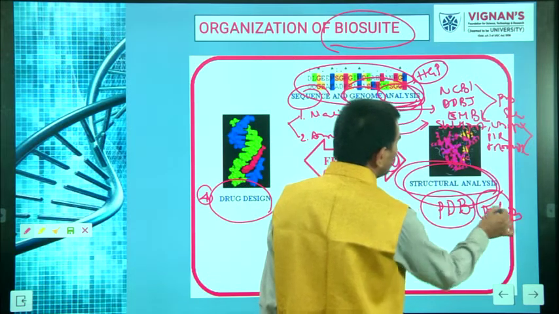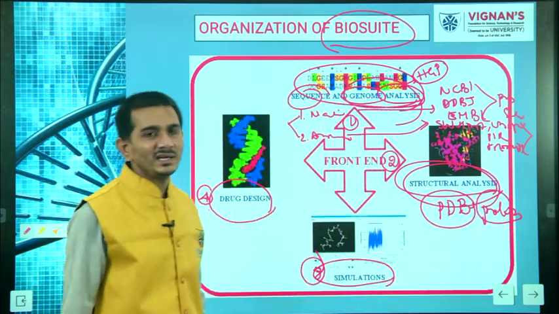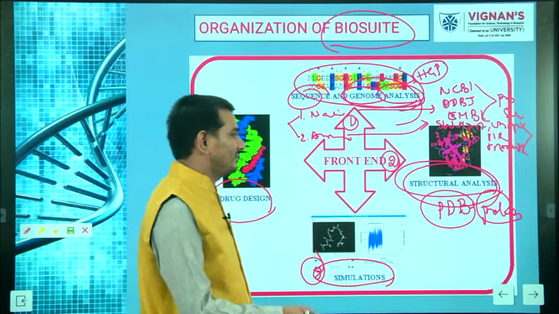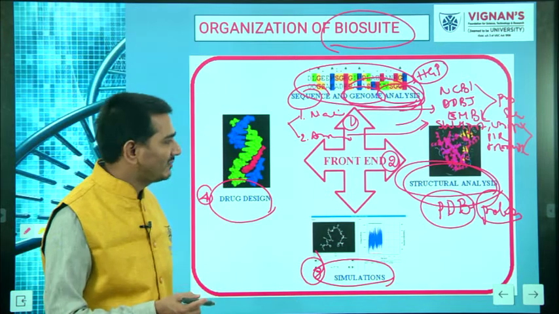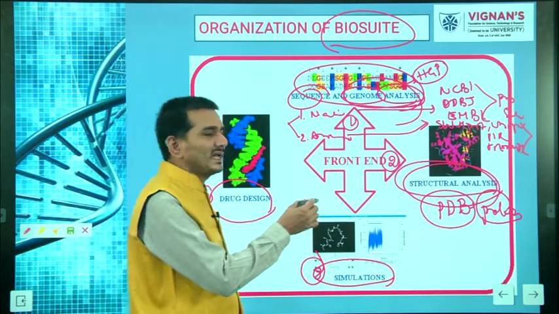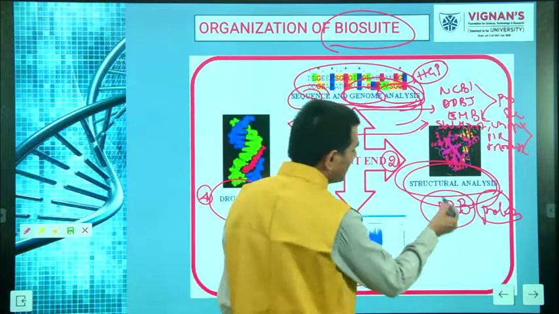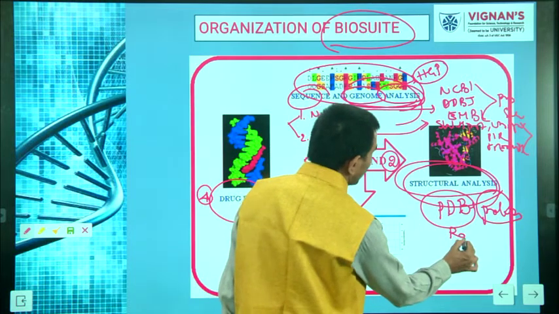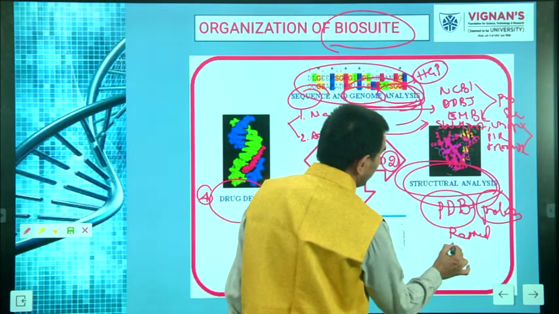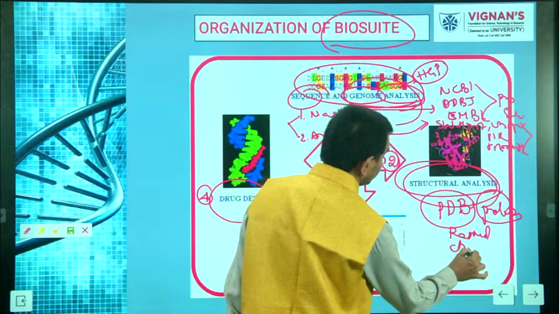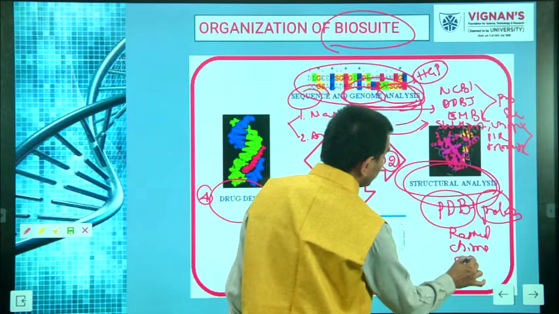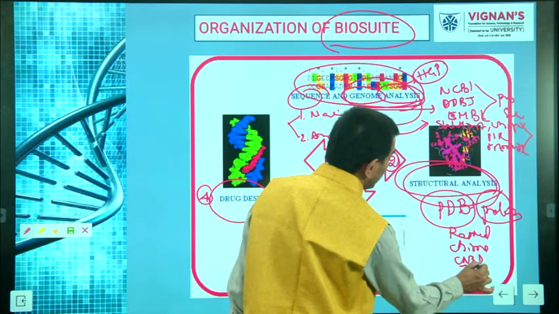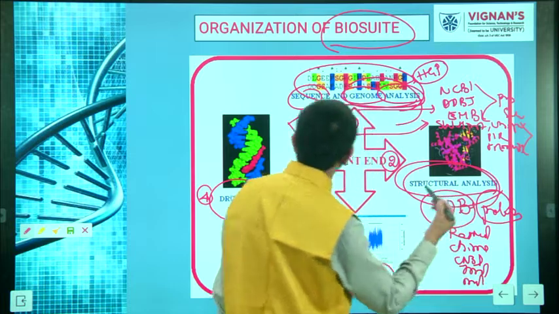And we do have tools here for visualizing the 3D structures. So we do have tools in the field of bioinformatics which are mainly used for visualizing the three-dimensional structure, for example RasMol, Chime, Cn3D, Jmol, and so on, right?